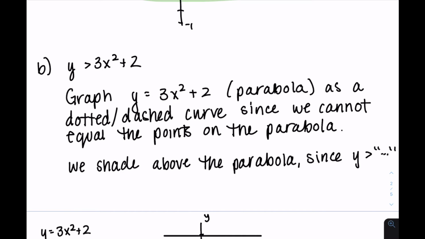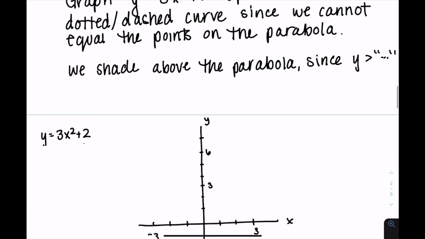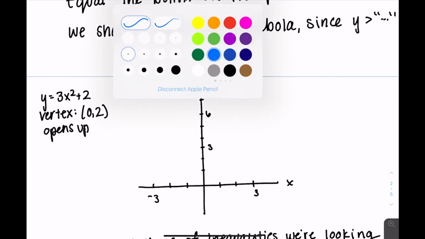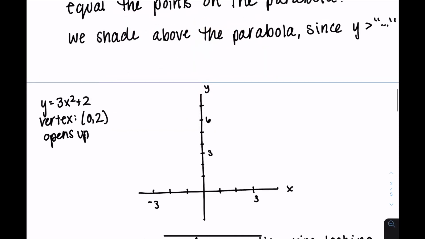And then I'm picking y values that are greater than 3x squared plus 2. So I'm going to go ahead and shade above the parabola. If we look at this, this is a parabola. It's going to open upwards, and the vertex is going to be at (0, 2). So my vertex would be right here, and it's a parabola that opens up, but I cannot equal the parabola. So I'm going to go ahead and just shade it in.